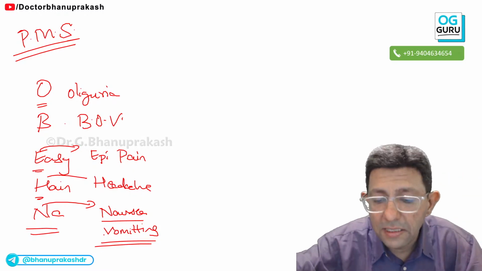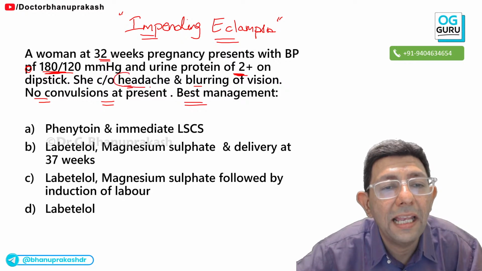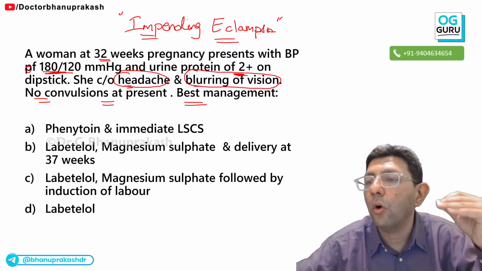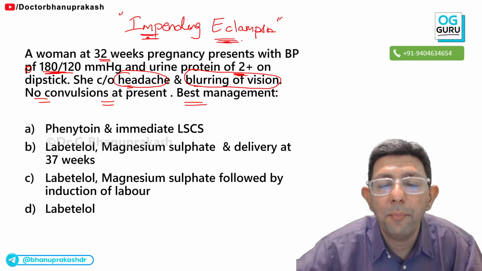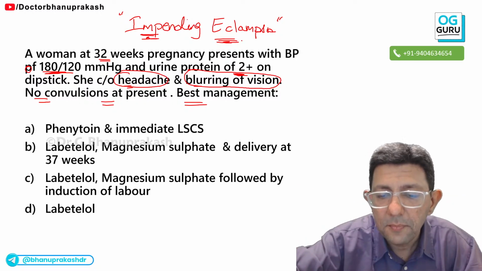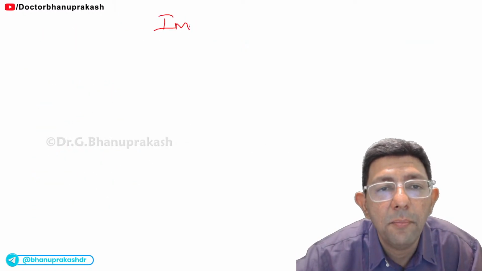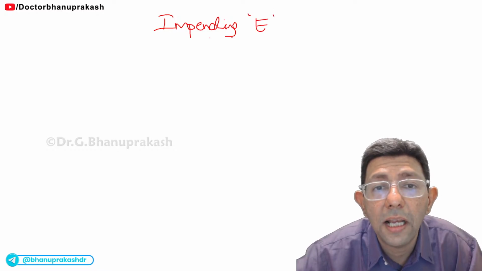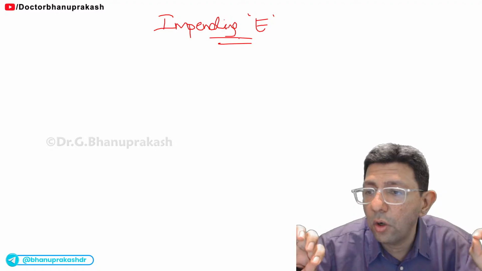Okay, so you can see that our patient in the question paper has headache and blurring of vision. They might also mention oliguria, and therefore the diagnosis is impending eclampsia. Now whenever you have a patient of impending eclampsia, what will you do? So it is not eclampsia. Till now the patient has not yet got convulsion.